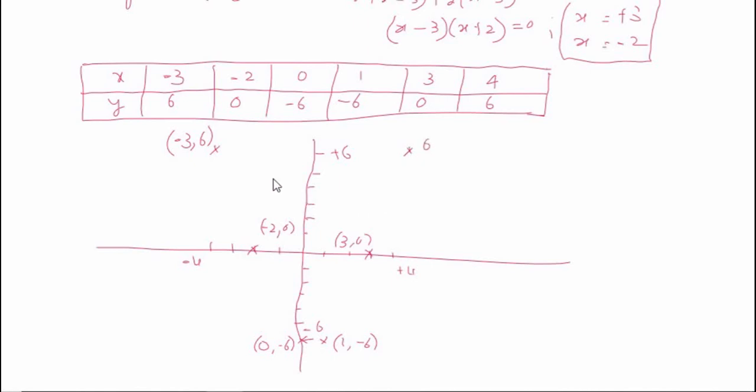Now if you join all these points with a smooth curve, it will come like this. It has to go through this point, then turn back and go through this point, 4 comma 6. So now when you plot a quadratic polynomial, it is not a straight line, this is a parabola.